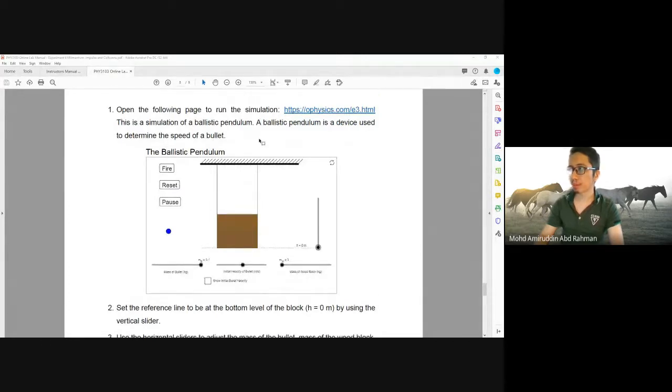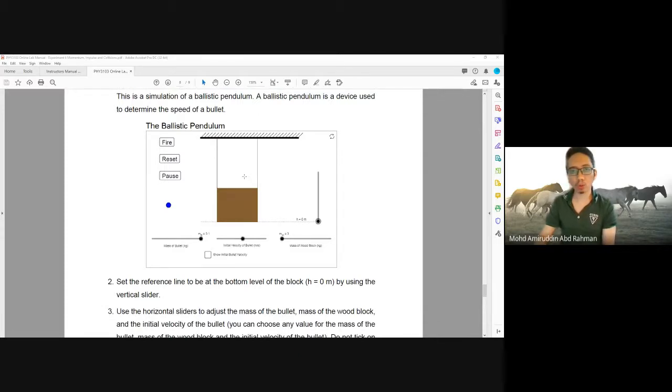A ballistic pendulum is a device used to determine the speed of a bullet. Basically, when we hit this pendulum with a bullet, then we can determine the speed of the bullet.